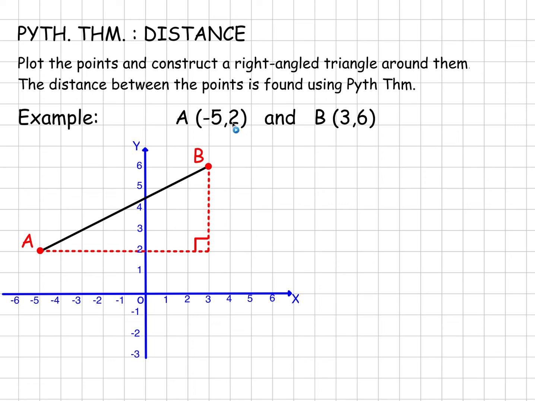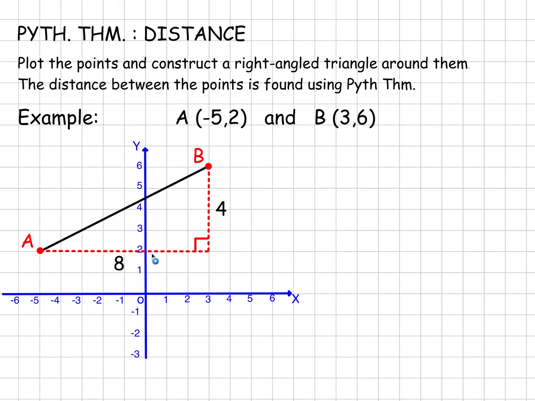However, you can look at the y coordinates, 2 and 6, and realise it's a difference of 4. So you don't need to plot the points. You could do it without plotting any diagram at all if you use the coordinates correctly. 2 to 6 is 4, and the x coordinates is -5 to 3. Well, that's a difference of 8. So that would be 8 boxes along here.